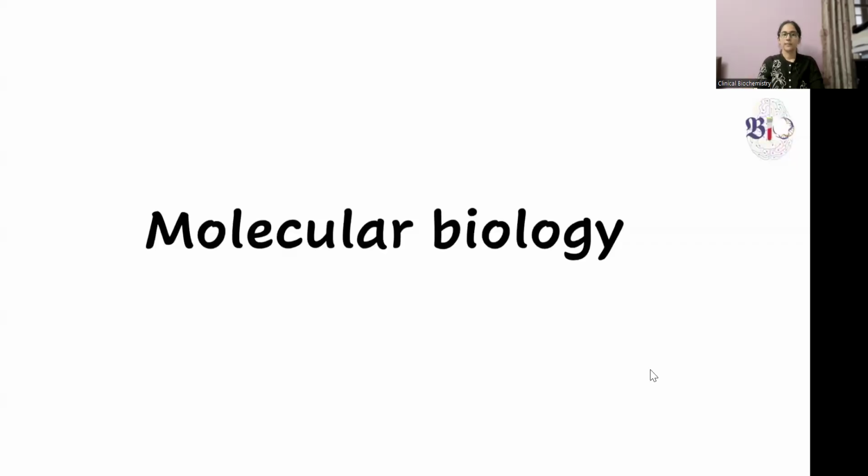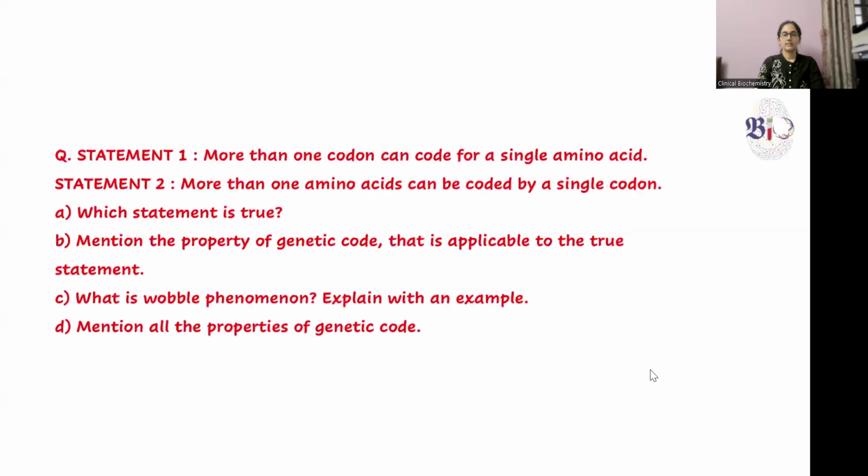Right. So let us read this question first. Statement 1 is more than one codon can code for a single amino acid. So you have one amino acid, and for one amino acid, you have multiple codons. Right, so this is the first statement.